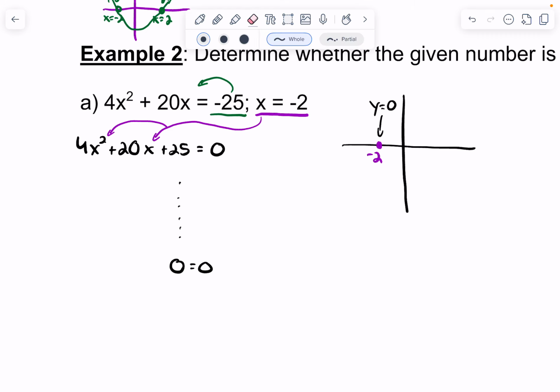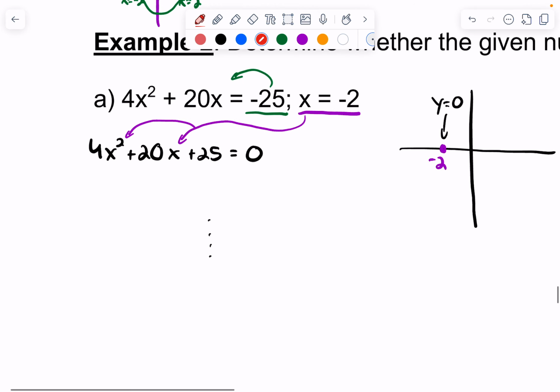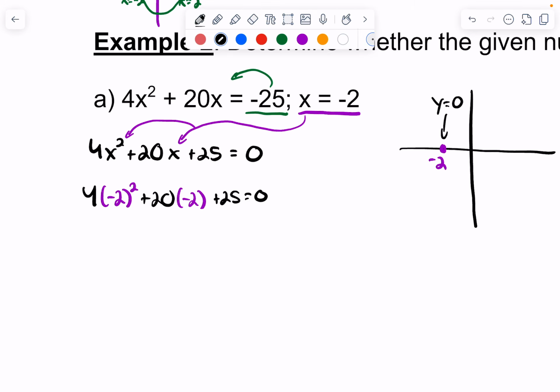If this was like 5, well, clearly this does not equal 0. 5 does not equal 0. So no, that would not be a 0, okay? So that's what we're doing. We're just going to take x equals -2 and plug it in. So 4 times (-2) squared plus 20 times (-2) plus 25, and we're checking if it equals 0.